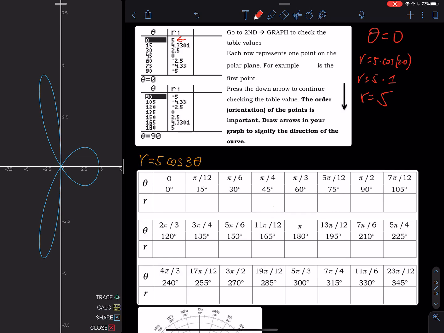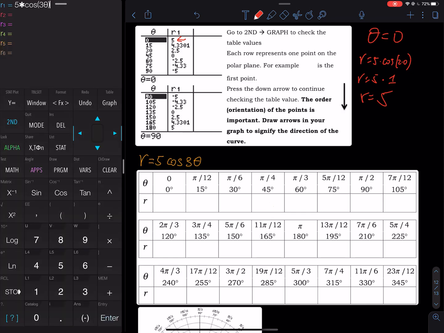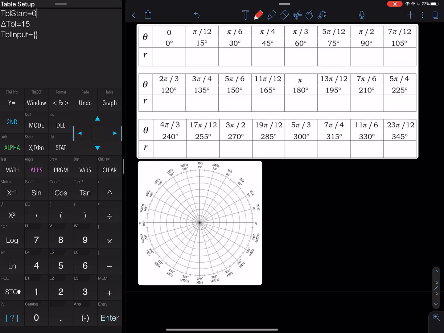So to get the table value, you go to second quit to go back to the home screen. And then you go to second window. Make sure your setup is right. I want to start at 0 degree because my table starts at 0 degree, and then the increment is by 15 degree. Why is the increment 15, not 25? Because if you look at our polar plane, the increment goes by 15, 15, 15, right? So 0, 15, 30, 45, 60. So I want to take care of every single one of those degree measurements. So that's why I let the increment be 15.